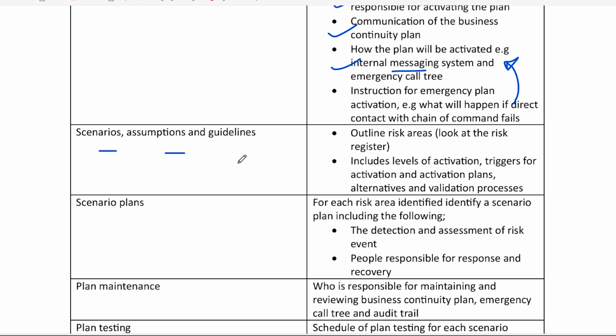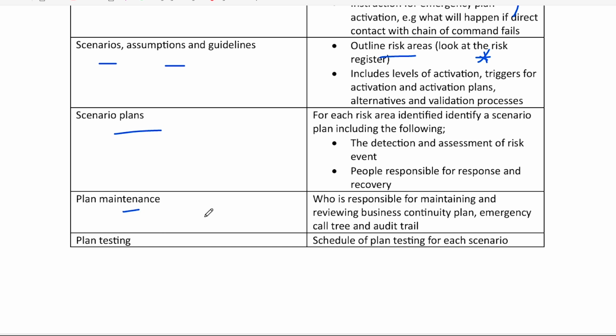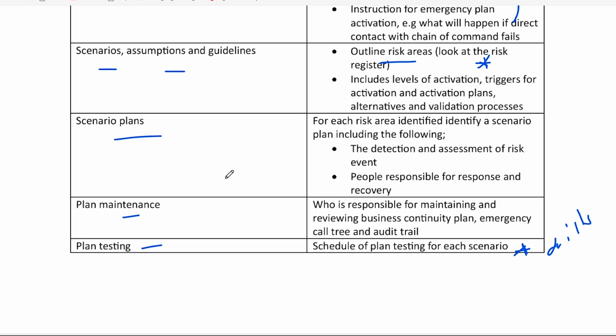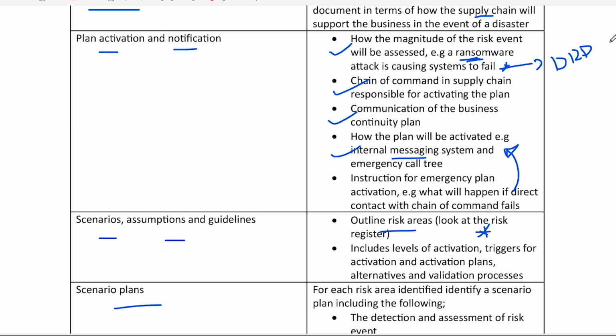And then you have scenarios and assumptions, like the risks, which you can obviously get from the risk register. The scenario plan. We have plan maintenance, and we have plan testing, because you need to run all these tests and drills. So here's an example of the plan. Again, you can access this. That's the point there. And again, as I said, this is totally different from something like a disaster recovery plan. Now, let's look at an example of a disaster recovery plan.